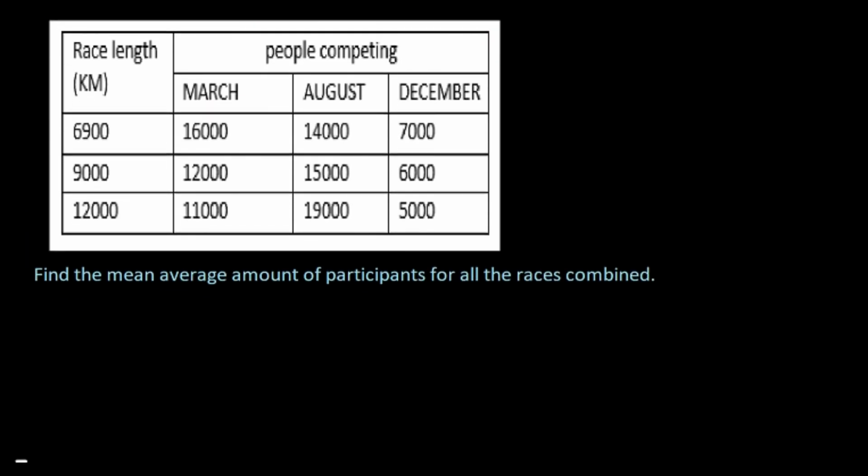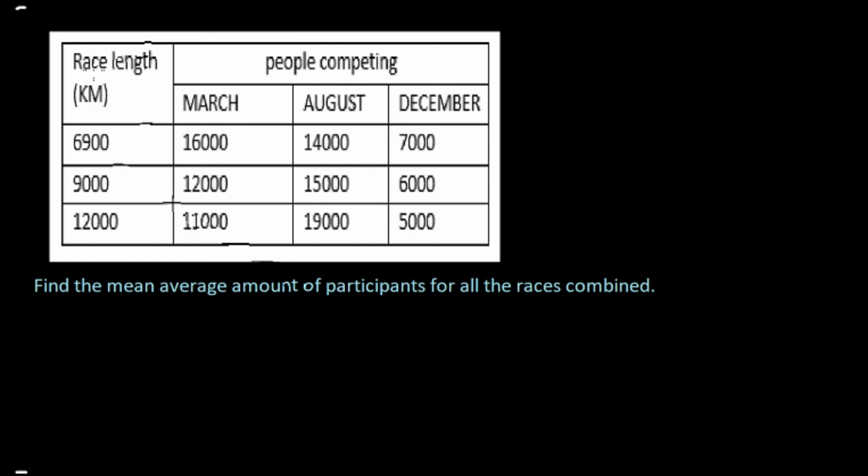Okay, last one. Have a look at this table. It says race length in kilometres, people competing, March, August, December. And the question says find the mean average amount of participants for all the races combined. So again, this is one of these misleading tables where there's a lot of numbers and you think, oh, I'll just add all the numbers up. But you need to be very careful because these numbers here just tell you how long the race is. You can see here it says km. So these are kilometres, these aren't people. This is just how long the races are.